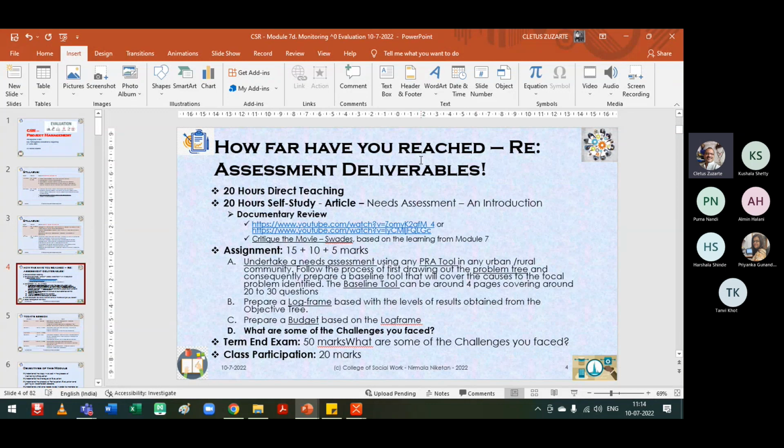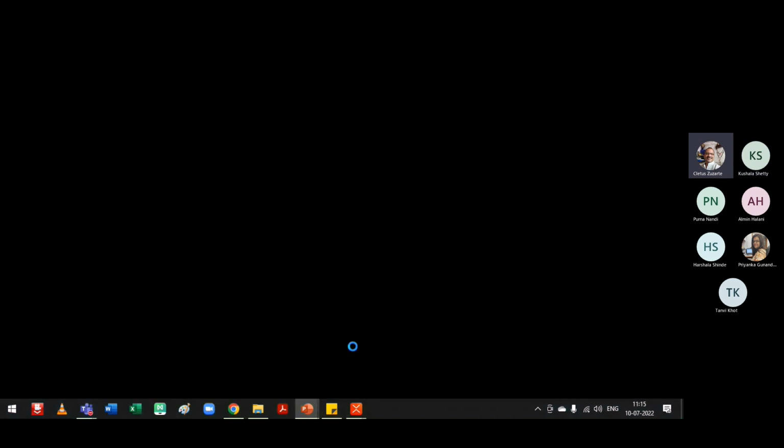Today I wanted to know how far you have reached with regard to your assessment delivery. So you have worked on your entire project. I'm just looking at how much you have started working on. Were you able to work on the needs assessment, as in preparing a little tool for that, and a log frame, based on the problem tree that you have arrived at? Any responses with regard to that? Any difficulties or challenges faced? So that's the point that I'm highlighting in my slide here. What are the challenges that you have faced? If no challenges faced, then I think I can go ahead.